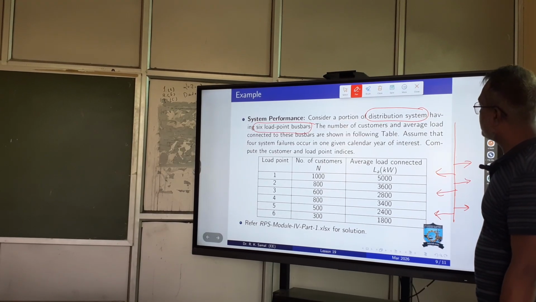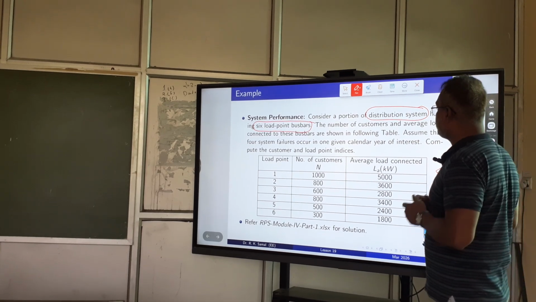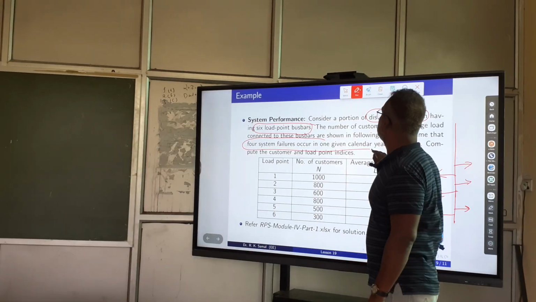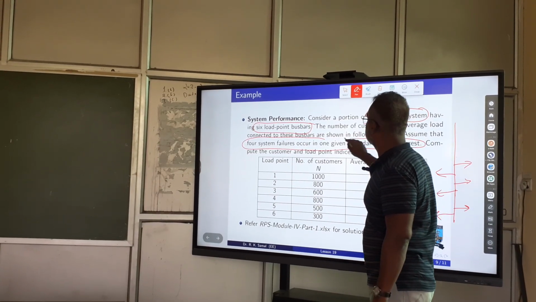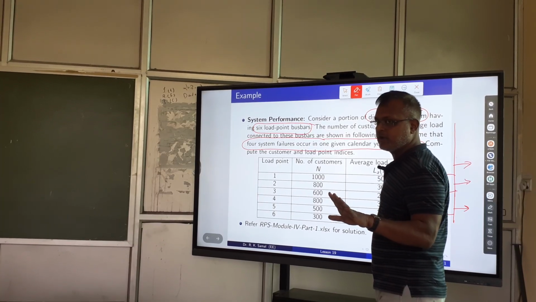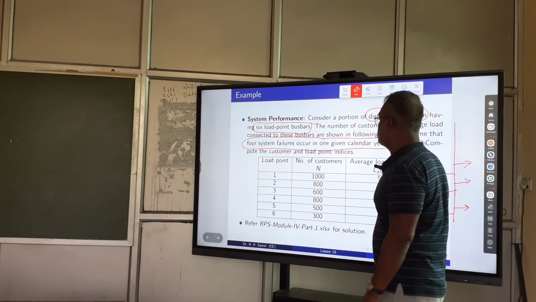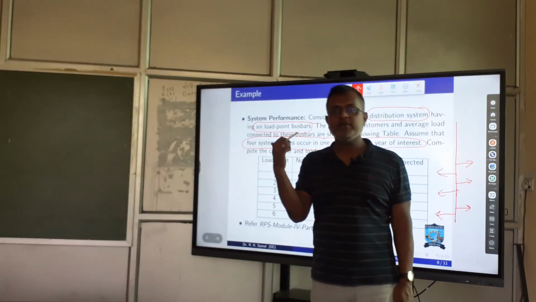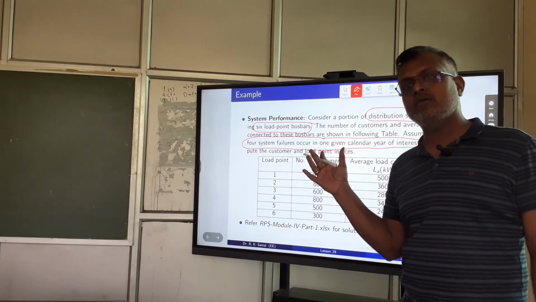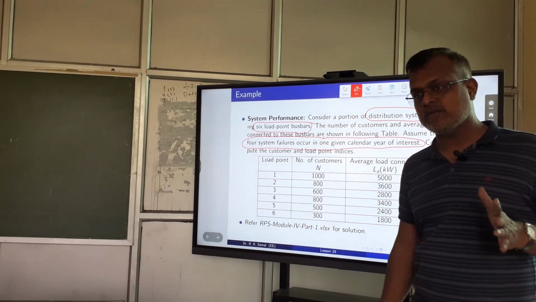The number of customers and average loads connected is given. As in, 4 system failures occur in one given calendar year of interest. So 4 failures per year. From here you can get the failure rate. Compute the various load point and customer indices. Suppose this example comes in the exam, all the indices will be 8 marks. So if you compute 8 indices, it will be 8 marks.